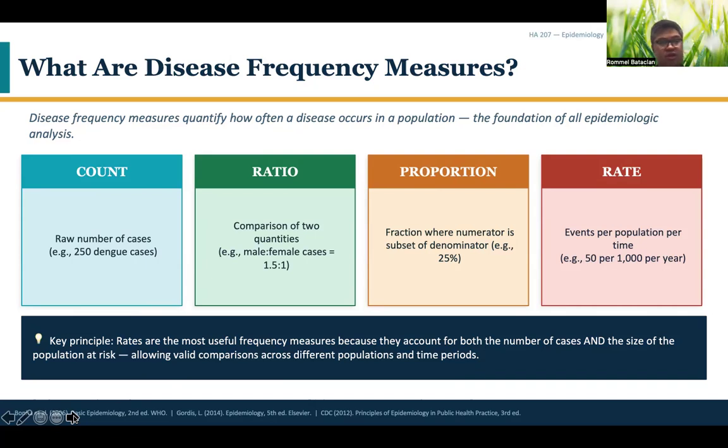A hospital in Cebu, for example, and a hospital in Metro Manila will almost always differ in raw case counts simply because of the population size. But comparing their rates puts them on equal footing. So that makes determining the rate very important.